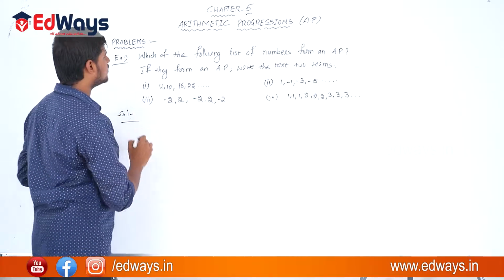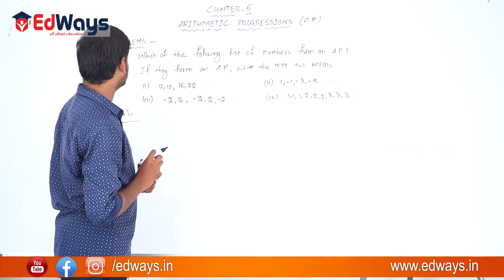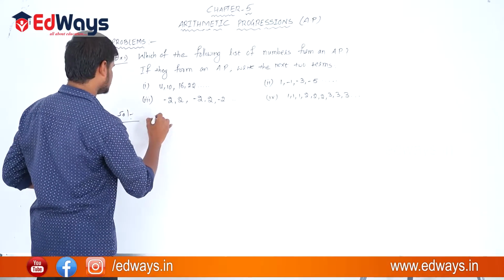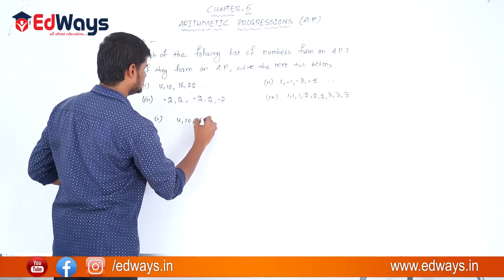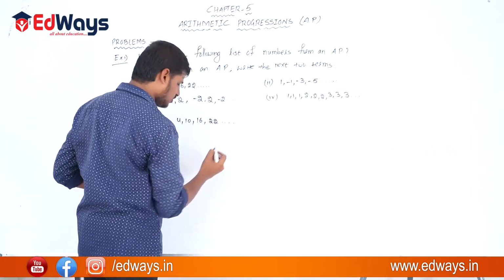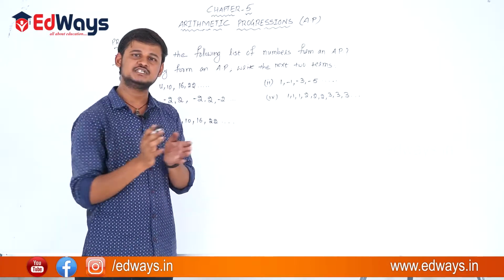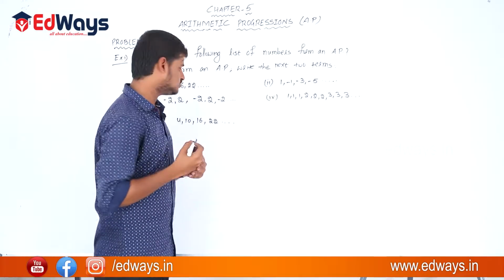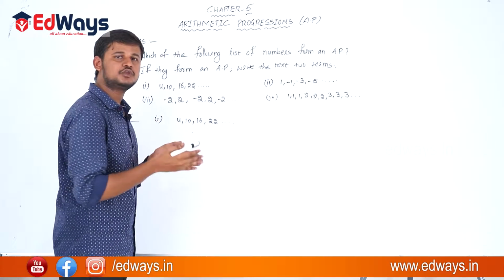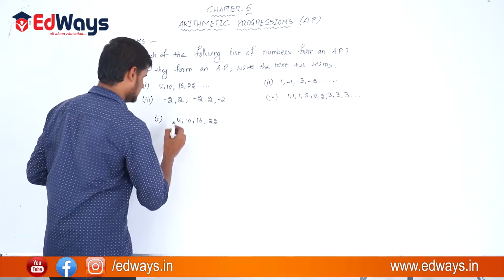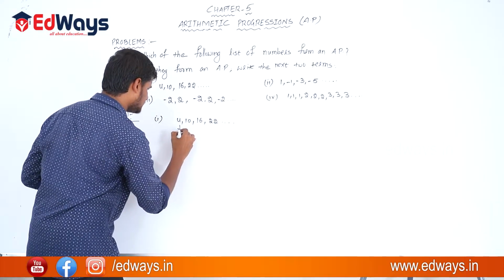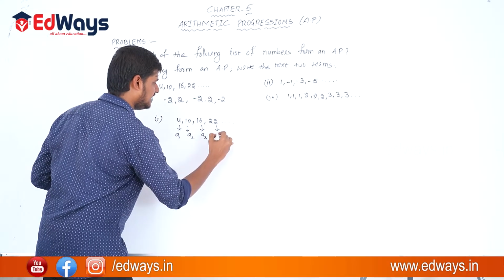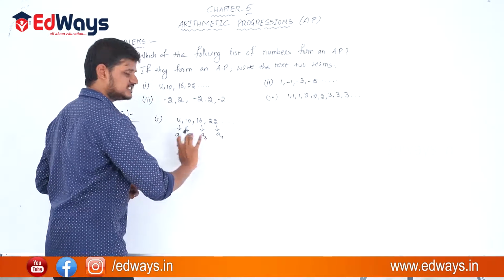Here, which of the following lists of numbers form an AP? If they form an AP, write the next two terms. Take the first question: 4, 10, 16, 22. How do we check whether the given list of numbers is an AP or not? Which condition do we have to check for? We have to check for the common difference. The common difference must be the same throughout the list of numbers, right? First identify: this is A1, A2, A3 and A4. These are the list of numbers given.